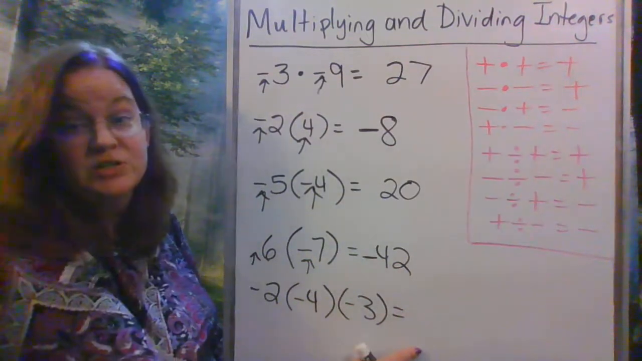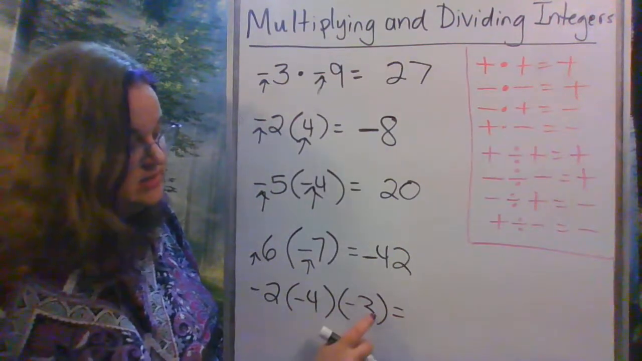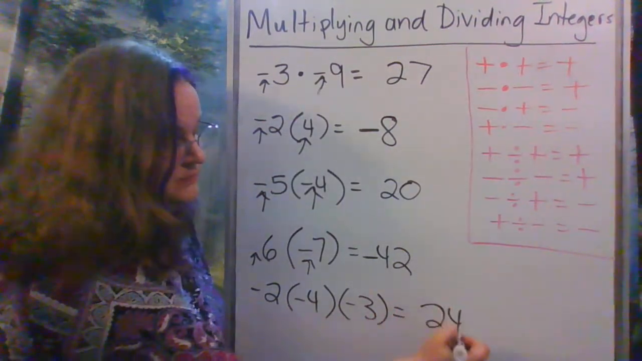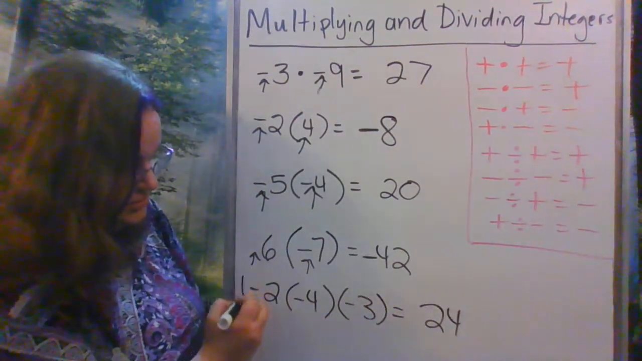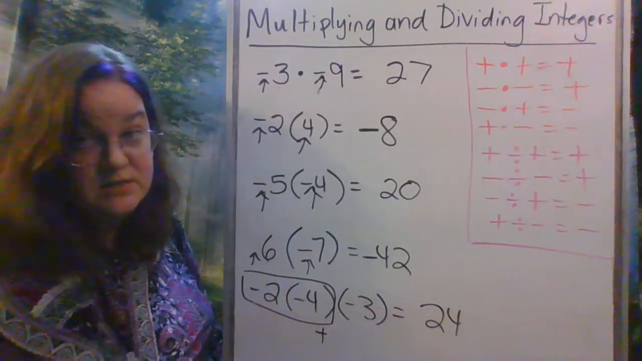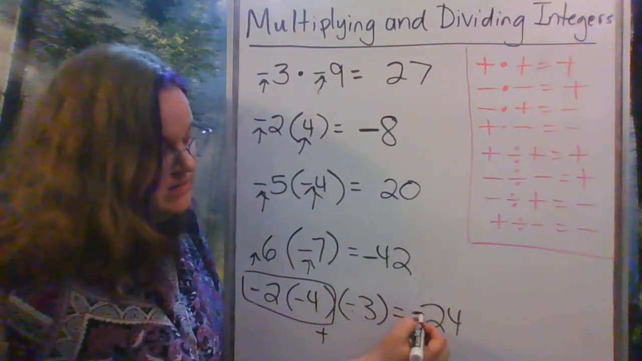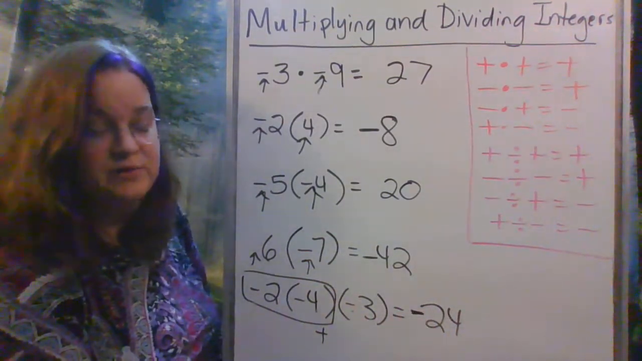Okay, now this one has three numbers. So I'm going to do 2 times 4 is 8, times 3 is 24, and then I'm going to take just 2 at a time. So negative times a negative gives me a positive, but then a positive times a negative gives me a negative. So this would be a negative 24.